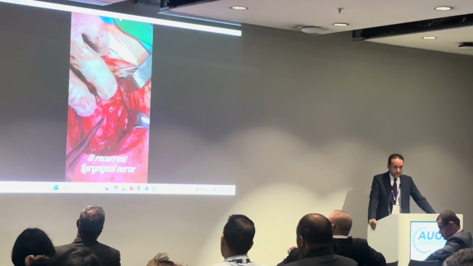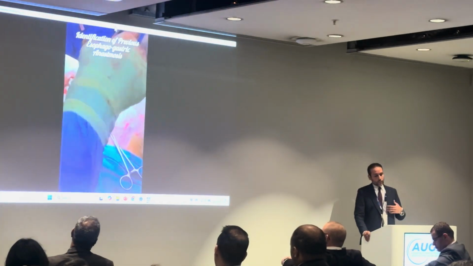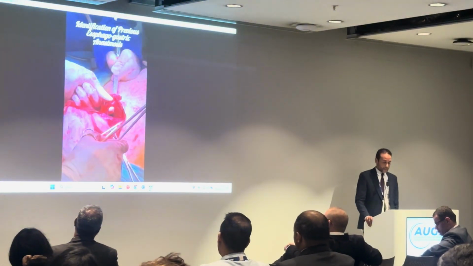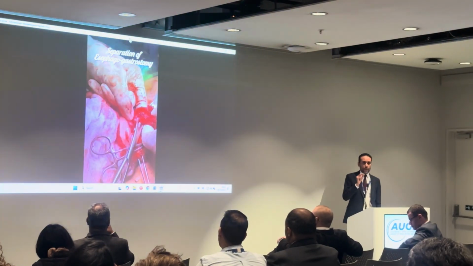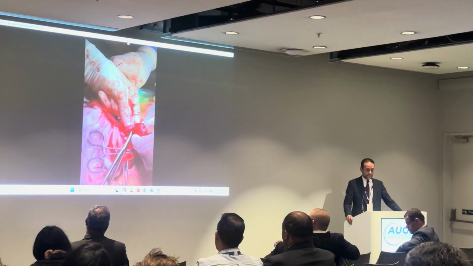The key point here is identifying the left recurrent laryngeal nerve, because it's the anatomical landmark to deliver the previously created esophagogastric anastomosis in the neck, and start to separate the proximal part of the gastric tube away from the remaining part of the esophagus, just 2 to 3 centimeters below the pharynx.